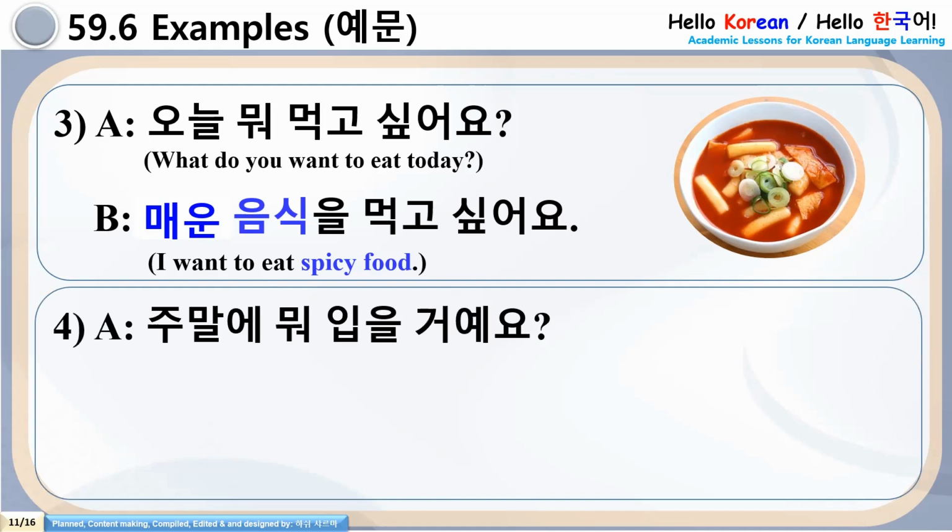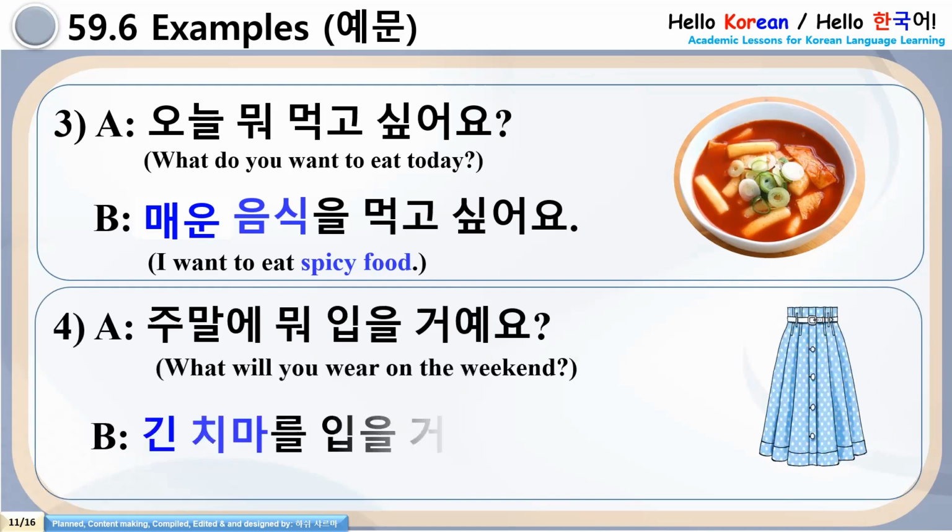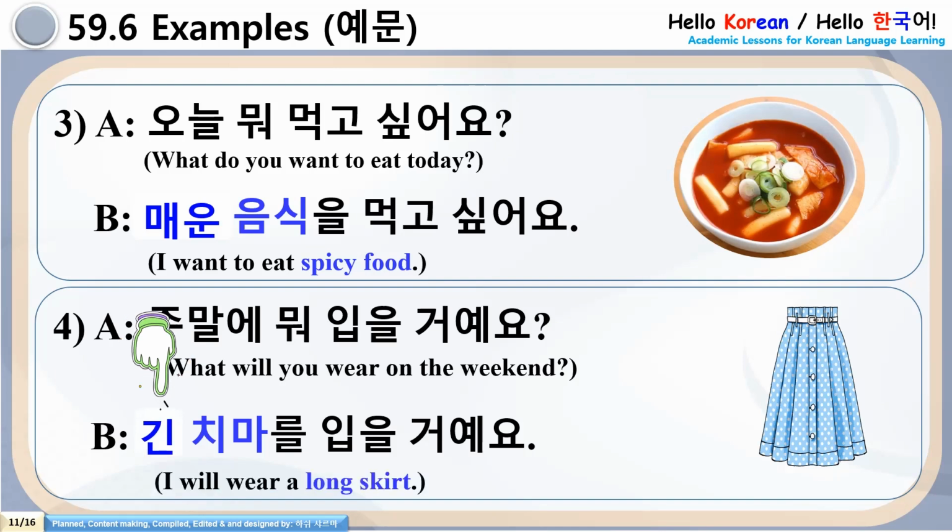Next example number 4. Chumare mo ibal koeo. B replied, kinchi maral ibal koeo. So where is this grammar? Yes, in the kin. The root form is kilda, to be long. I will wear a long skirt.